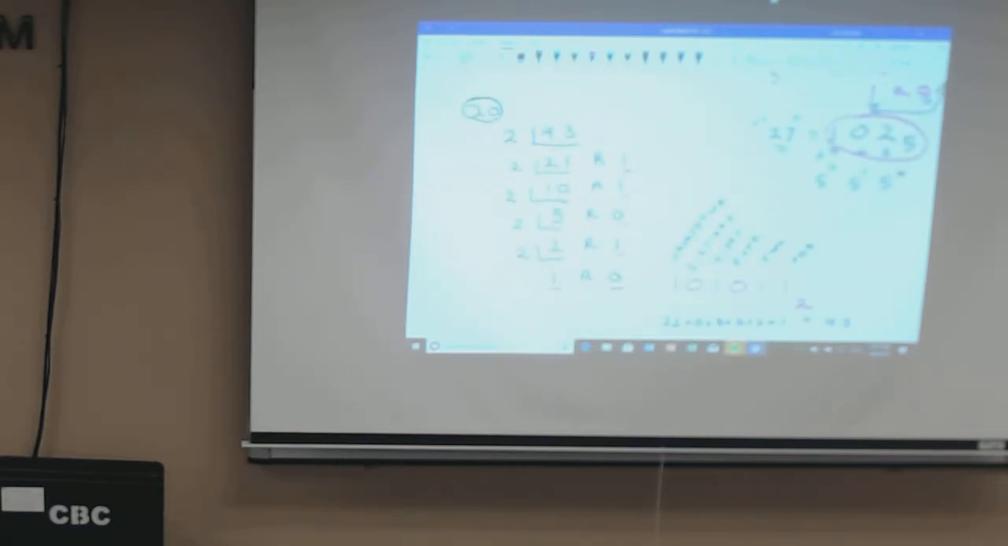Number 20. 43 is my number, and I want to put it in base 2. You say, it doesn't say base 2, it says binary. Okay, put that in your notes. What does binary mean? Like a bicycle? 2 wheels? Binary is a name for base 2.